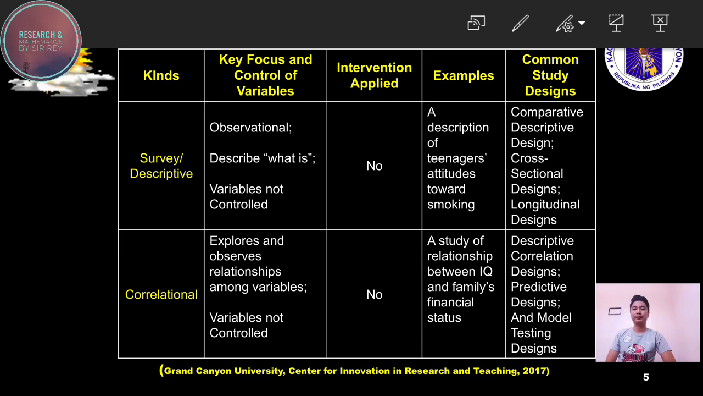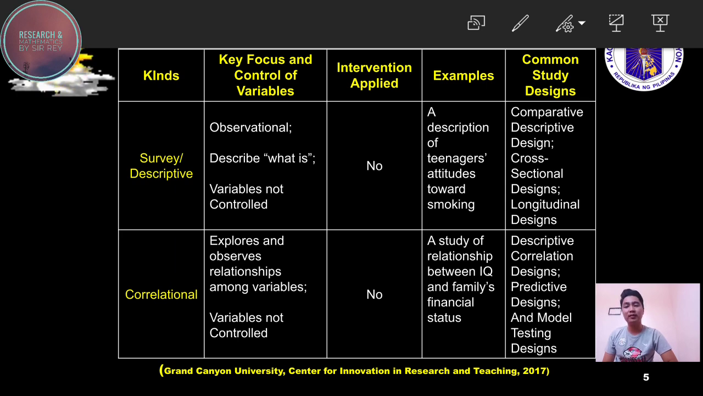Alright, now this one is according to Grand Canyon University Center for Innovation in Research and Teaching, and this was published in 2017. So the kinds of research are specified here.